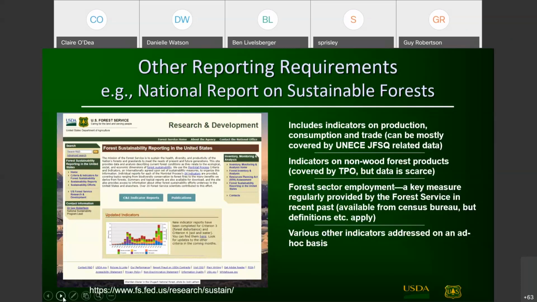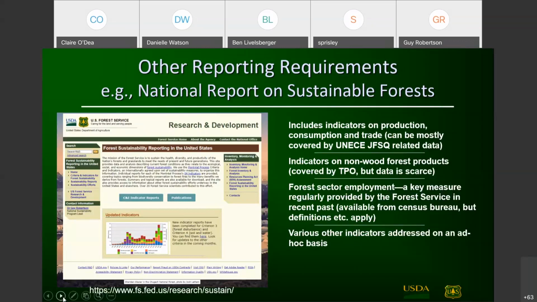But there are many other economic indicators that fall outside of the box, such as stats for non-timber wood products, which is also covered by TPO under the work of Jim Chamberlain, but doesn't have a full data set to be reported. It's a data poor area, but one that has a great deal of interest. And also forest sector employment.